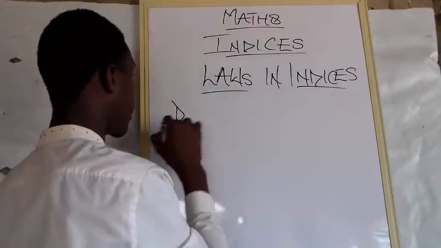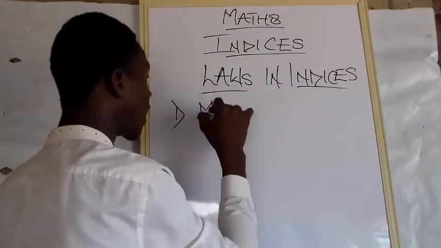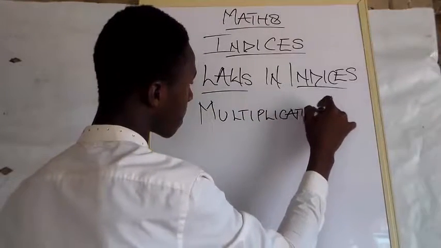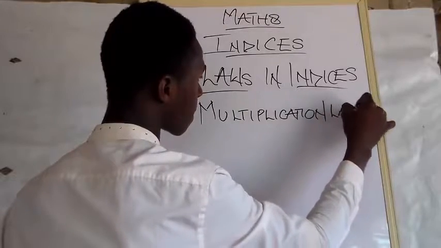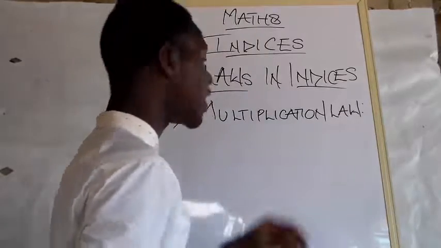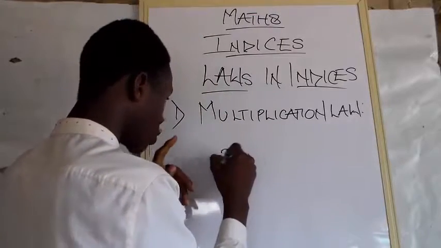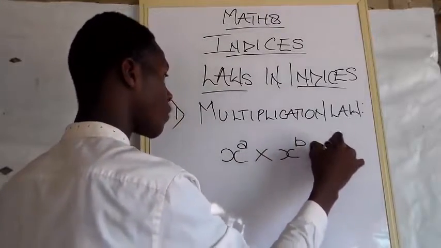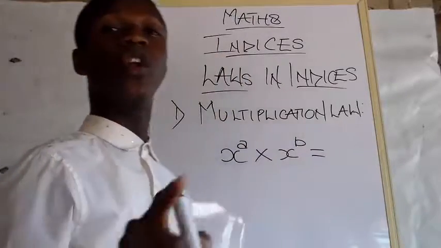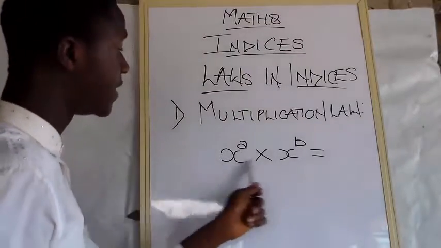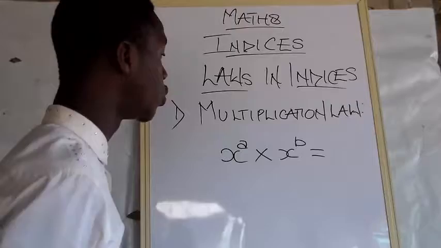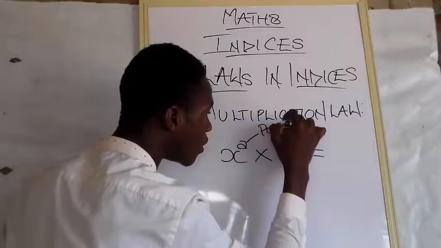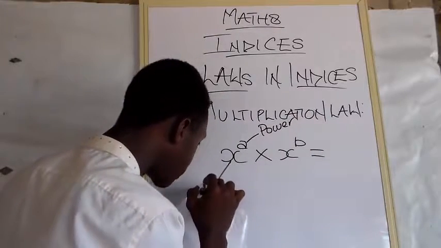Now, the first law is what we have as the multiplication law. In the multiplication law, we have it to be something like this: x^a times x^b. Whenever you see an equation like this, you have to put in the back of your mind that this is your power, and this is what we have as the base.